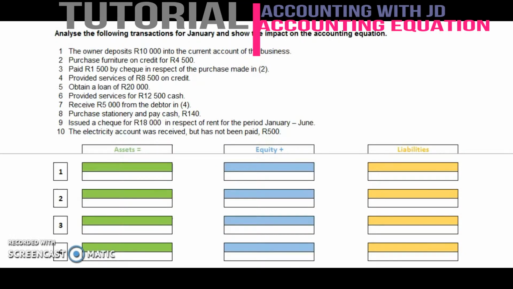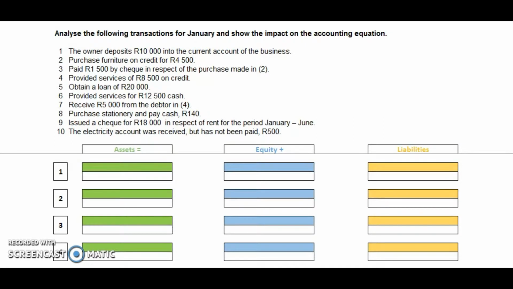The first entry states that the owner contributes 10,000 Rand to the business. When the owner contributes resources to the business, there's an increase in equity in the form of capital. Equity thus increases by 10,000 Rand. There's also an increase in assets as money is flowing into the business. Whatever the owner contributes will be impacted. If it was equipment, then we'd record it to the equipment account instead of the bank account.